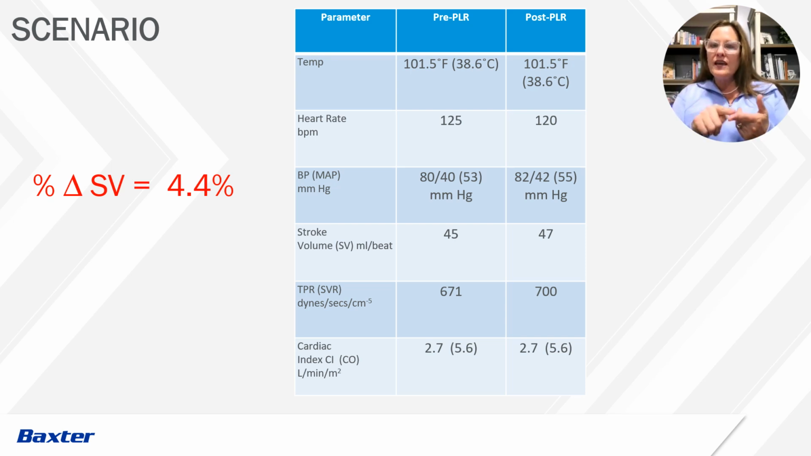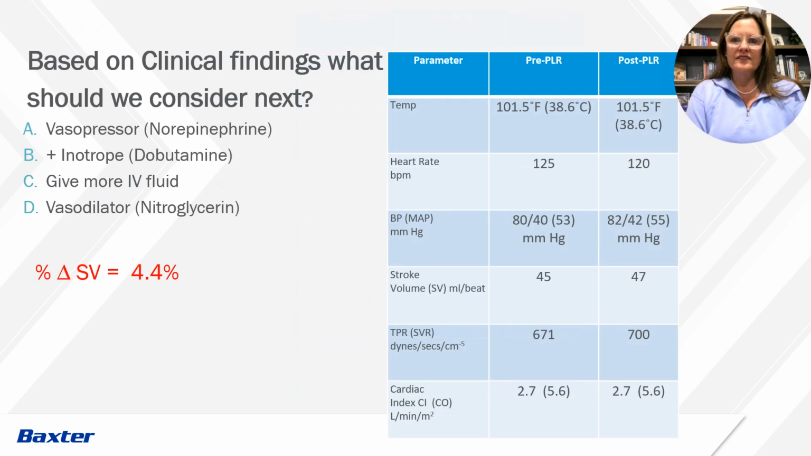So will fluid be the answer for this patient? No, right? Based on what their heart can take and forward flow to help improve perfusion, fluid's not the answer for this patient right now. So based on our clinical findings, what should we consider next? Do we want to give a vasopressor and tighten them up a little bit? Do we want to give them an inotrope to help with their contractility? Do we want to give more IV fluid, or do we want to give a vasodilator?